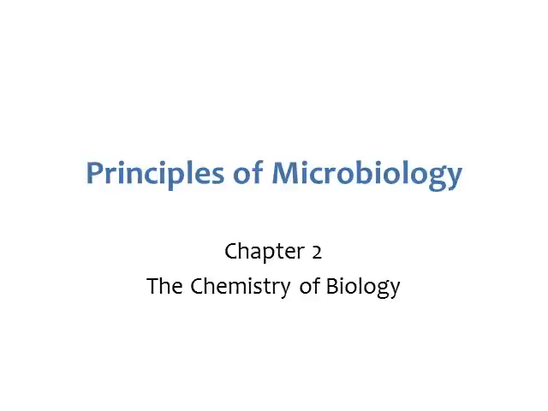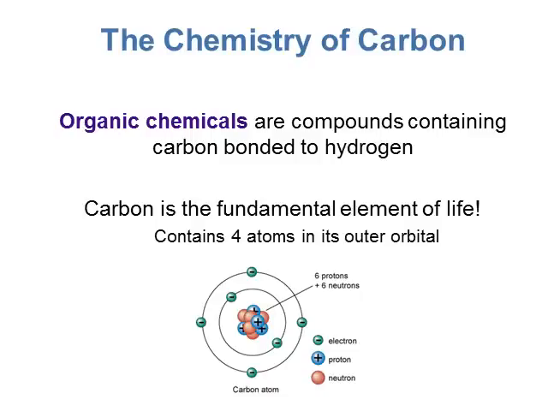This is part 2 of 2 on chapter 2, the chemistry of biology. In this part of the chapter, we're going to be looking at something called organic chemistry. So we're going to be focusing on carbon, all the different types of molecules that are carbon-based, what the functions of the molecules are, and how they relate to cells, which we'll get to in the next unit. So in organic chemistry, we're going to specifically be looking at carbon.